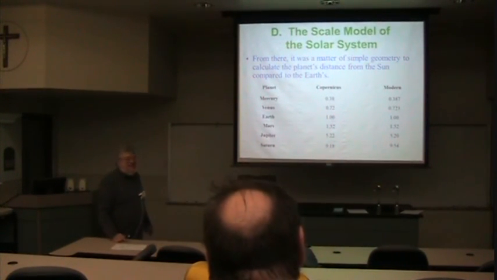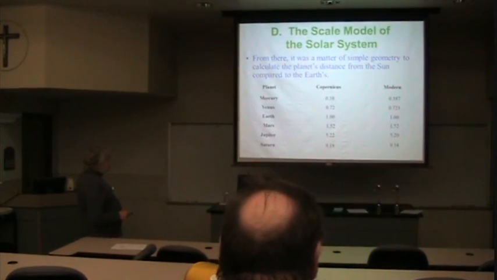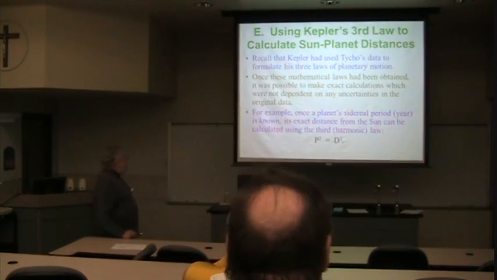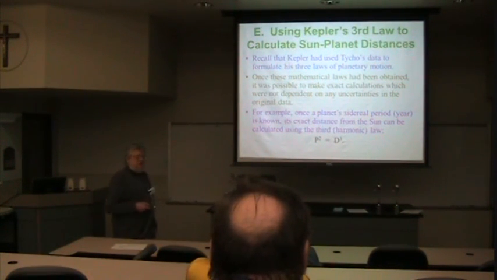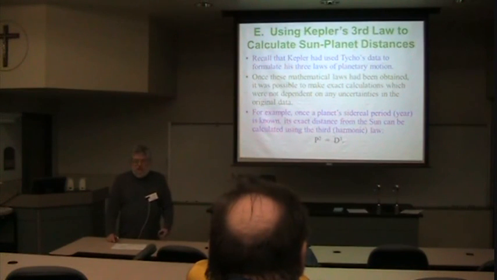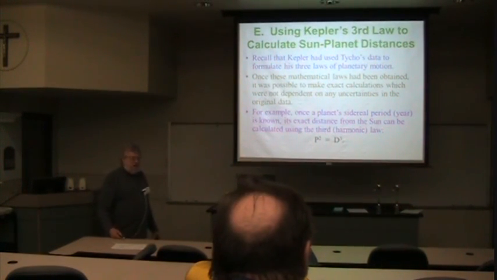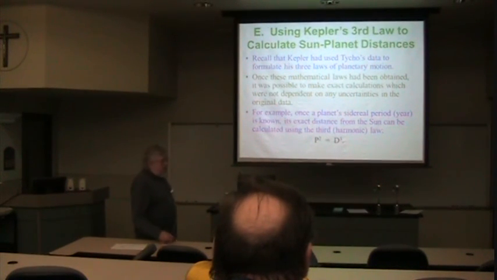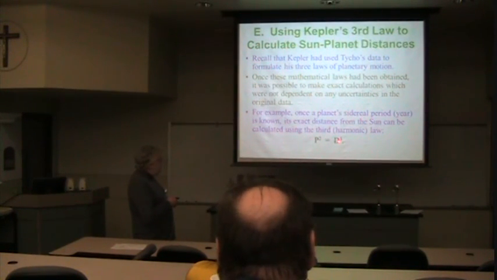Okay, sorry. All right, so these are the modern values compared to those of Copernicus. There's an intermediate step, and that is those distances can be polished up quite a bit, because once Kepler had used Tycho's data for the motions of the planets, particularly Mars, he was able to work out his 3 laws of planetary motion, one of which has an exact relationship between the period or the year of the planet and its distance from the sun.